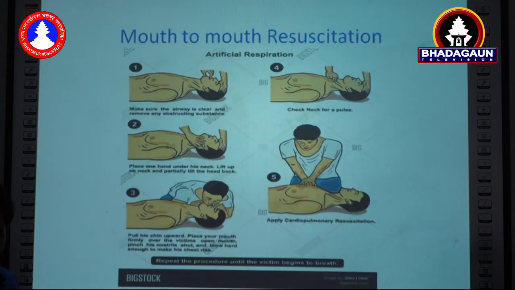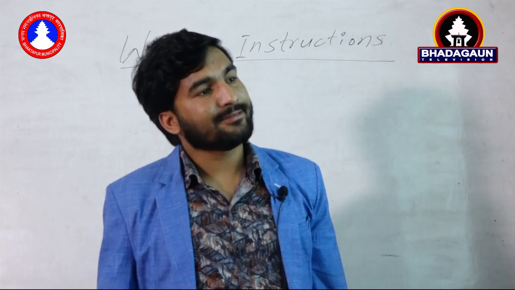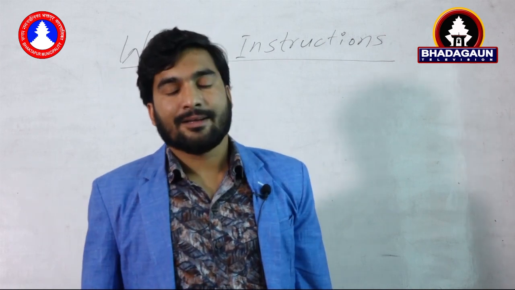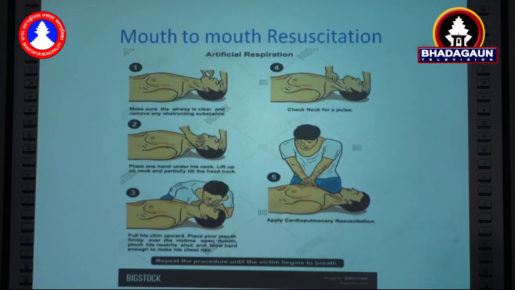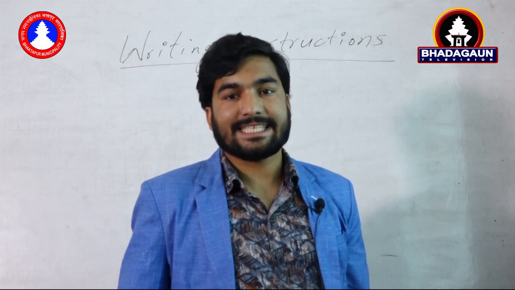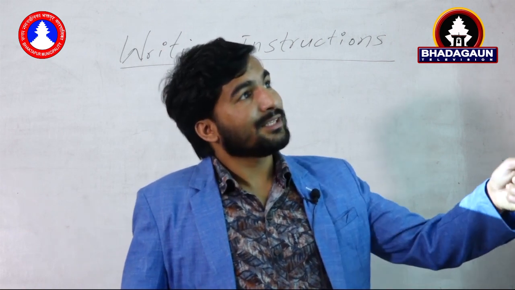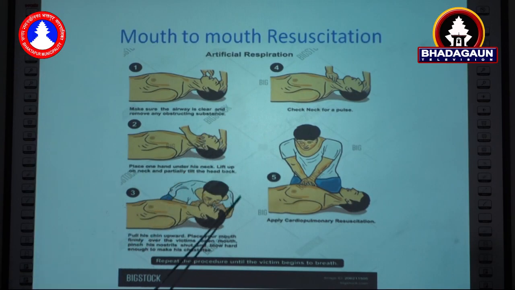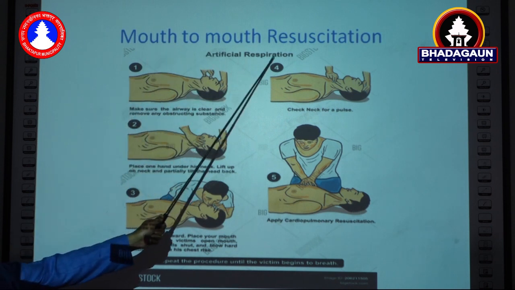Now the next step, we are going to discuss mouth to mouth resuscitation. This is also a kind of question for writing instructions. Now two questions, preparing momo and making a cup of tea, we have discussed from the recipe, right? Now this is not a recipe, but this is writing instructions, writing the order of what we have seen in the picture.